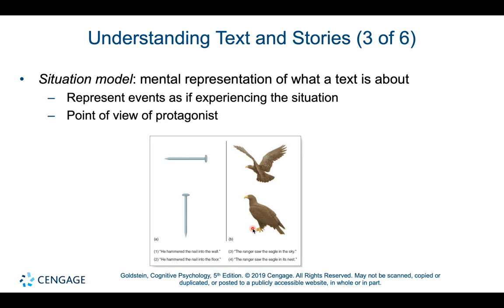We also make physical representations of what the text is about, and we tend to do so from the point of view of the protagonist, so the point of view of the story. So I like this example here on the left. People were shown this image of two nails, a vertical nail and a horizontal nail. And then they were read, or heard, one of two sentences: "He hammered the nail into the wall," or "he hammered the nail into the floor." And they were asked to choose which nail corresponded with which sentence.